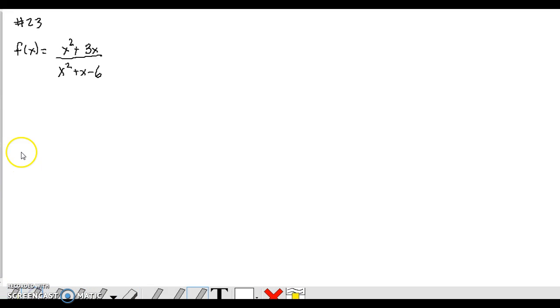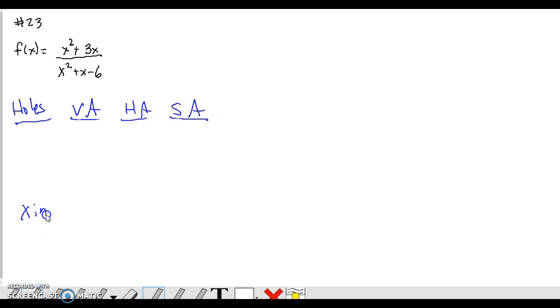Okay, so let's look at problem number 23. Let's make that smaller. So we're going to look at holes, vertical asymptotes, horizontal asymptotes, and slant asymptotes. Look at x-intercepts, y-intercepts. So the first thing I want to do is let's factor.